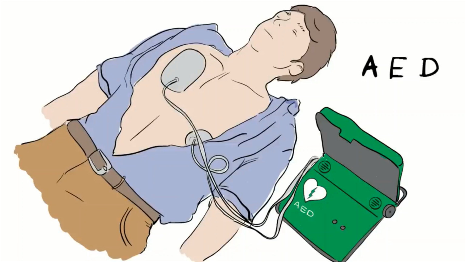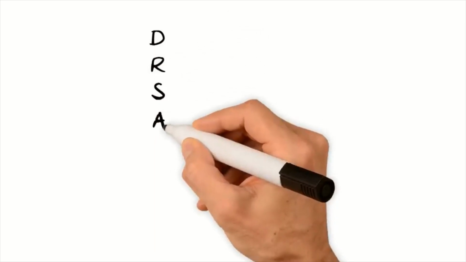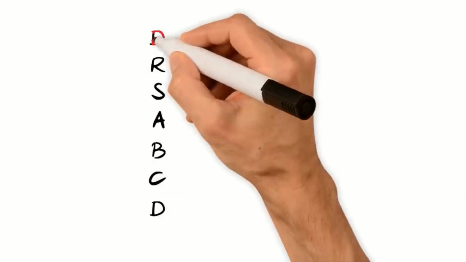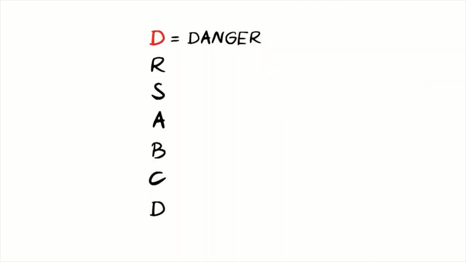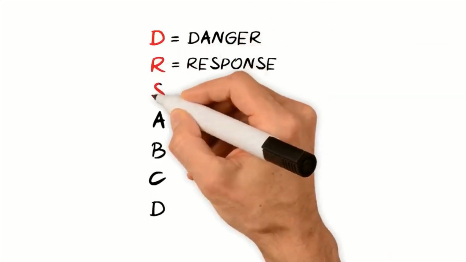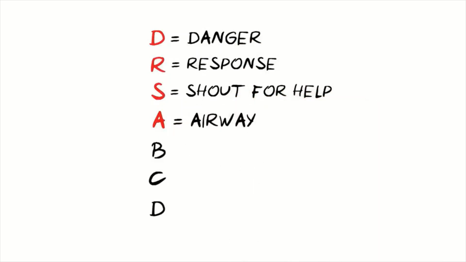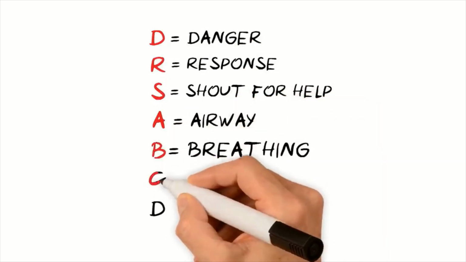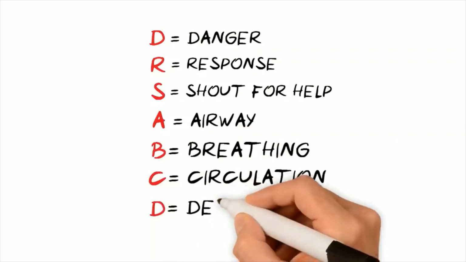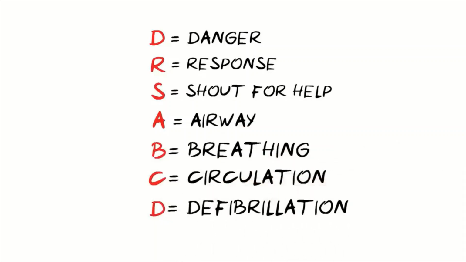That's it. So to recap, remember doctor's ABC. And if you have it, D. That's D for danger, R for response, S, shout for help, A for airway, B for breathing, C for circulation, and D for defibrillation. In this health sketch, we've shown you the simple steps you can take to help someone who has collapsed, is not breathing, or not breathing normally.